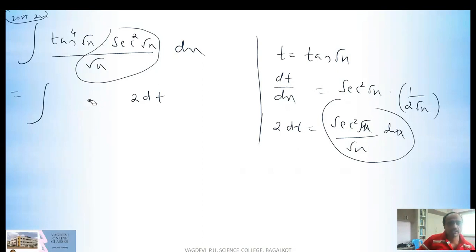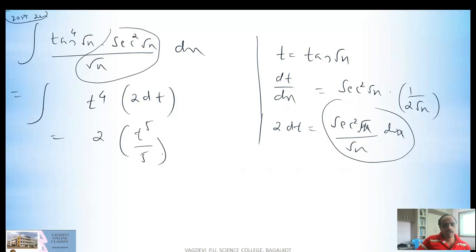And tan root x is taken as t, so tan raised to 4 is t raised to 4. Sec square root x by root x dx is 2 dt. 2 is constant. So what is integration of t raised to 4? x raised to n, so t raised to 5 by 5 plus c. So I get 2 by 5 t raised to 5, tan root x to the power of 5 plus c. That is the answer.